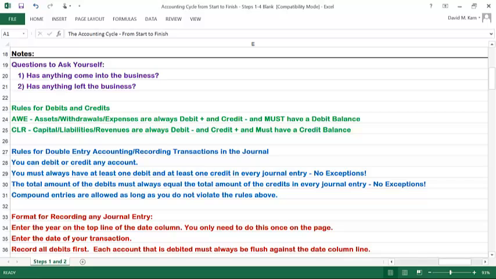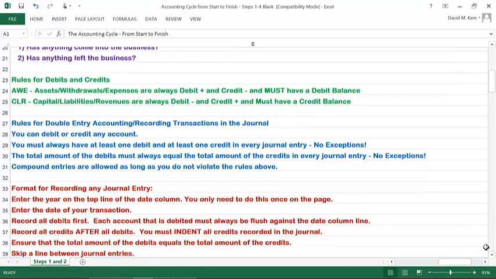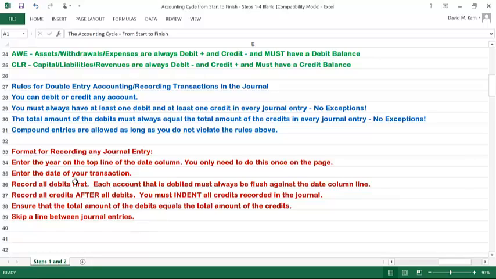All right, how do we format our journal entries? The first thing we have to do is enter the year on the top line of the date column. And you'll only need to do this once on the page. If you turn the page in your journal, then you would write the year again on the first date column line. When you get presented a transaction, you'll enter the date of your transaction.